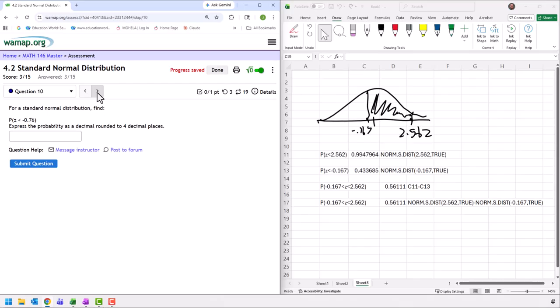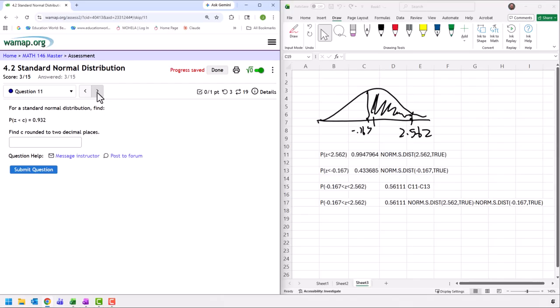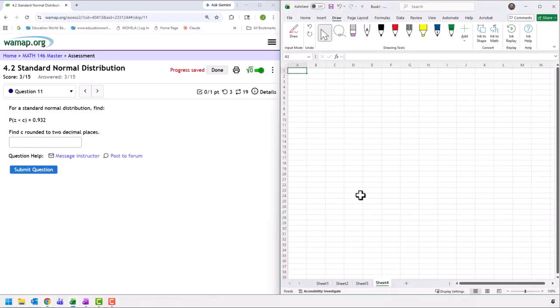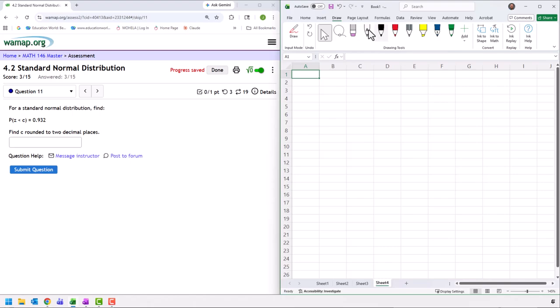Here, this is a right-hand side problem, a left side. All right, so now it says for a standard normal distribution, find the probability of z less than c equals 0.932. So this is a different kind of question, which is why I sort of went over to it. And what we have here in this situation is now we're looking for a number along the x-axis. So z is less than c, gets us 0.932.